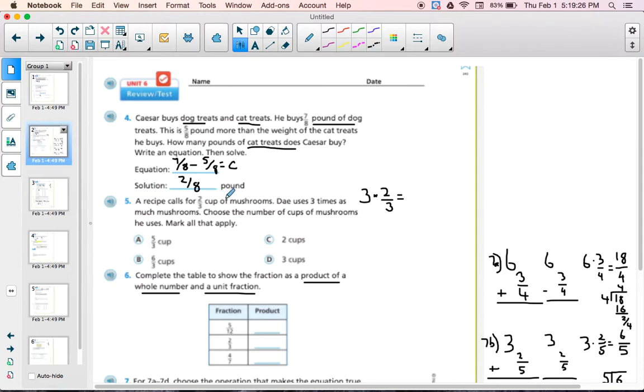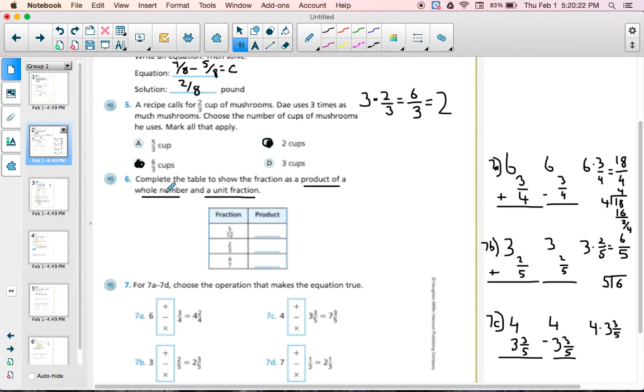Number 5, a recipe calls for 2/3 cup of mushrooms. Day uses 3 times as much mushrooms. Choose the number of cups of mushrooms he uses. Mark all that apply. So I know that the recipe calls for 2/3. He uses 3 times that amount. Let me figure out what that would be. That would be 3 times 2/3, which would be 6/3. I also notice here that 6 divided by 3 equals 2. 2 wholes. So let me see what I have over here. 5/3 cup. No, that's not going to work. 6/3 cup. Yes, that's going to work. 2 cups. Yes, that's going to work. 3 cups. No.